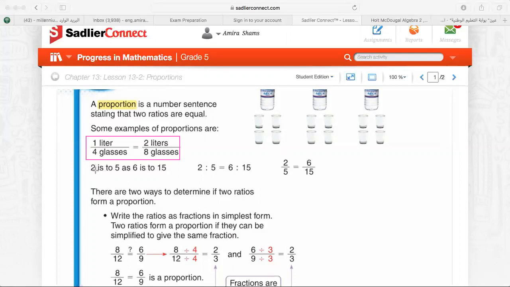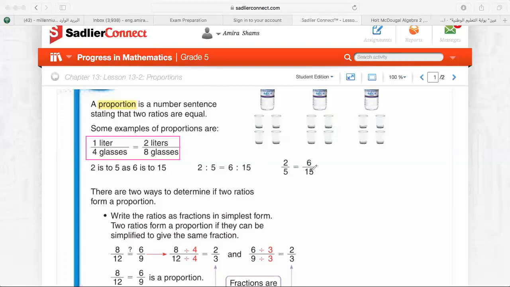2 is to 5 as 6 is to 15. I can read it in another way. 2 to 5 is equal to 6 to 15. 2 over 5 is equal to 6 over 15. What happened here, girls?